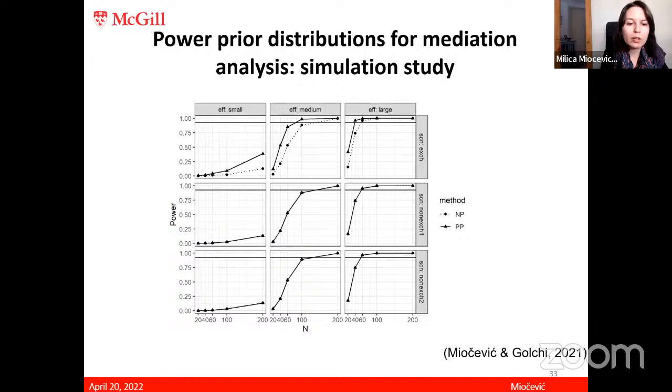In terms of power, remember there's barely any borrowing when the data are not exchangeable. So the Mahalanobis distance was a good metric to evaluate that.